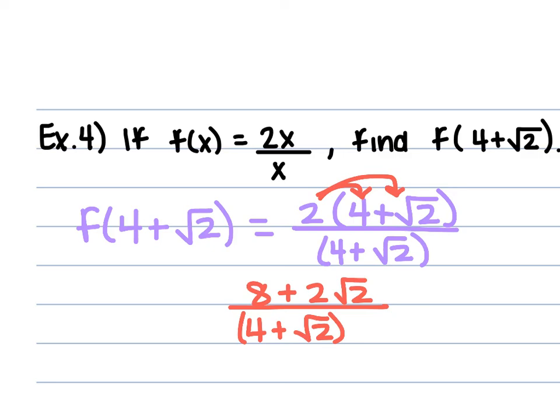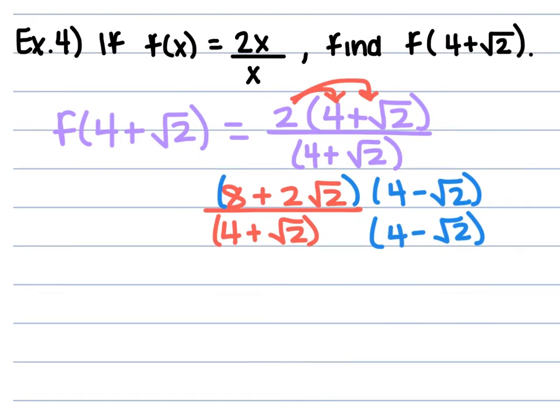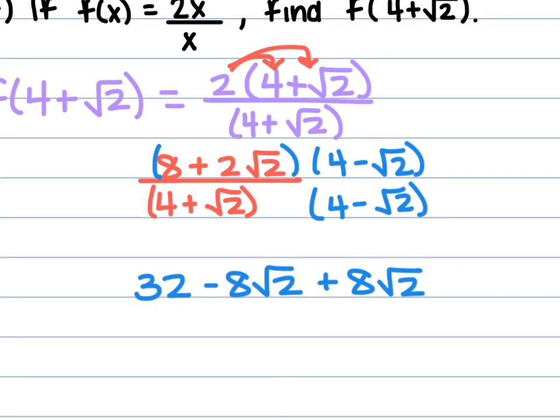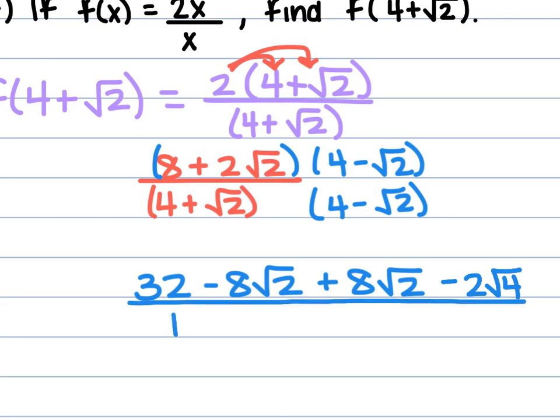We're going to multiply top and bottom by the conjugate, which would be 4 minus square root 2. Put parentheses around the binomial on top, and FOIL. 8 times 4 is 32. 8 times negative square root 2 is negative 8 square root 2. 2 times 4 is going to be a positive 8 square root 2. And then 2 square root 2 times negative square root 2 is negative 2 square root 4. This is all going to be over 4 times 4, which is 16.